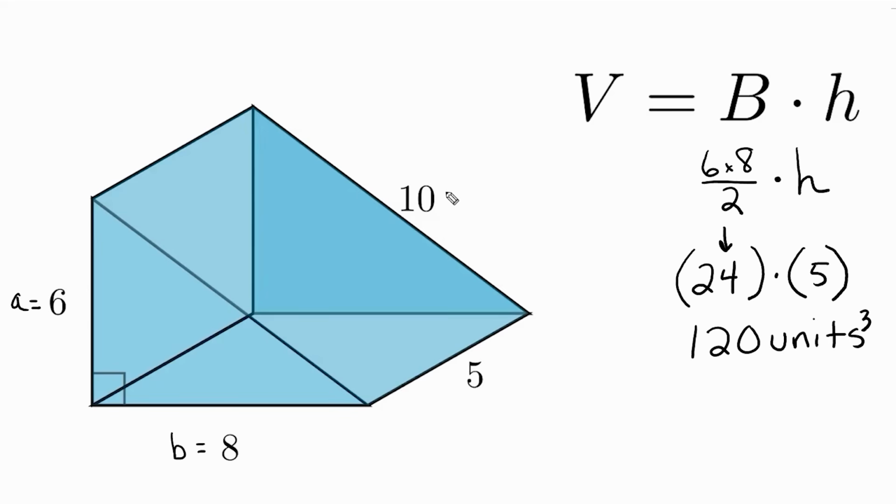And here's the big takeaway. To find the volume of any prism, follow the same two steps. First, find the area of the base. And second, multiply by the height of the prism. And that's it. No matter the shape of the base, the formula stays the same.